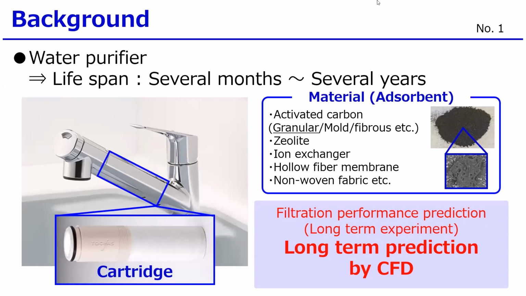The cartridge removes the impurities. The cartridge's material is activated carbon, zeolite, and so on. Also, the cartridge's lifespan is several months to several years, and so predicting the filtration performance of the cartridge requires a long-term experiment. And this long-term experiment is high cost. So we try the long-term prediction of cartridge performance by CFD.